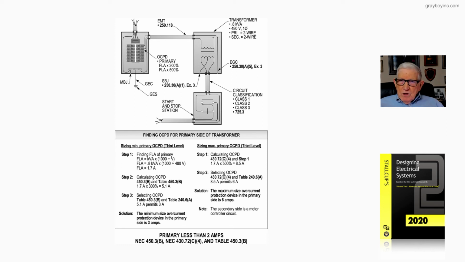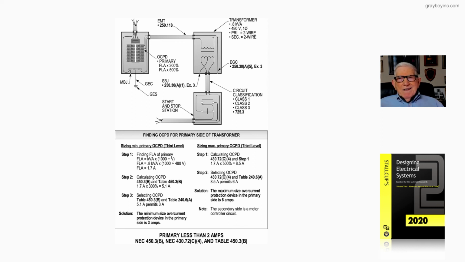But the Class 3 could be. So 70E says you've got to evaluate those and make sure that the Class 3 circuit is not a shock hazard or arcing hazard that could burn you beyond a second degree burn, 1.2 calories per centimeter squared.